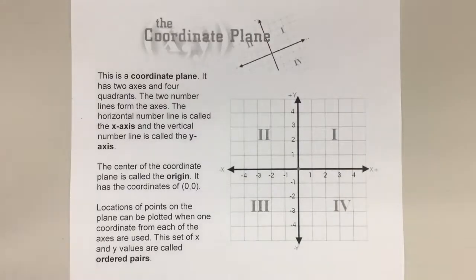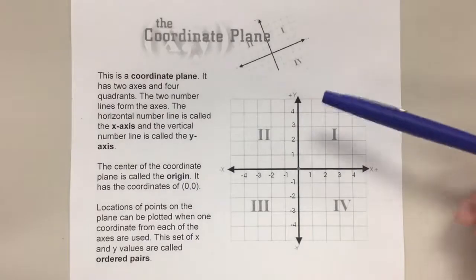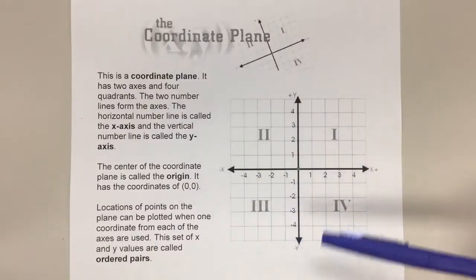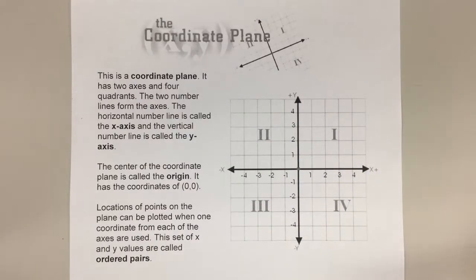This chapter is on graphing linear equations. Today we're going to start out with a review of graphing points, just so that everybody is on the same page. So this is a coordinate plane. It has two axes and four quadrants.